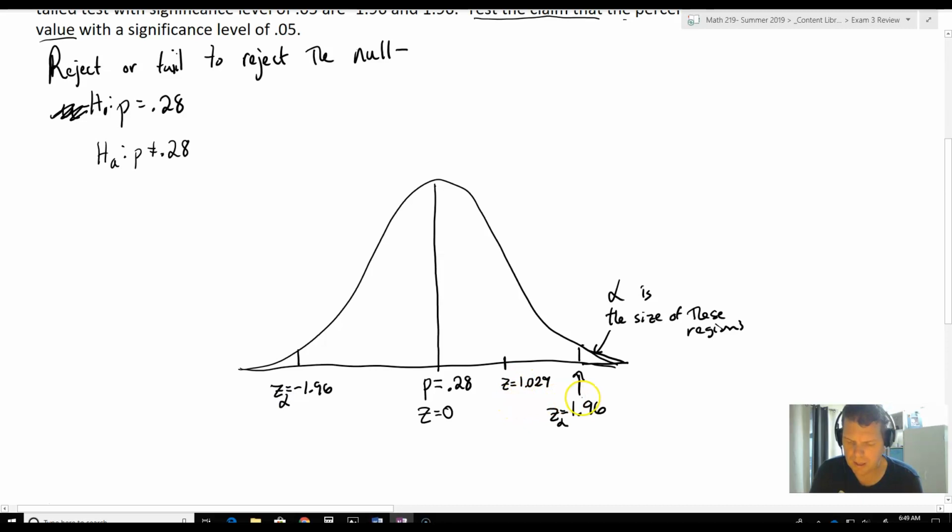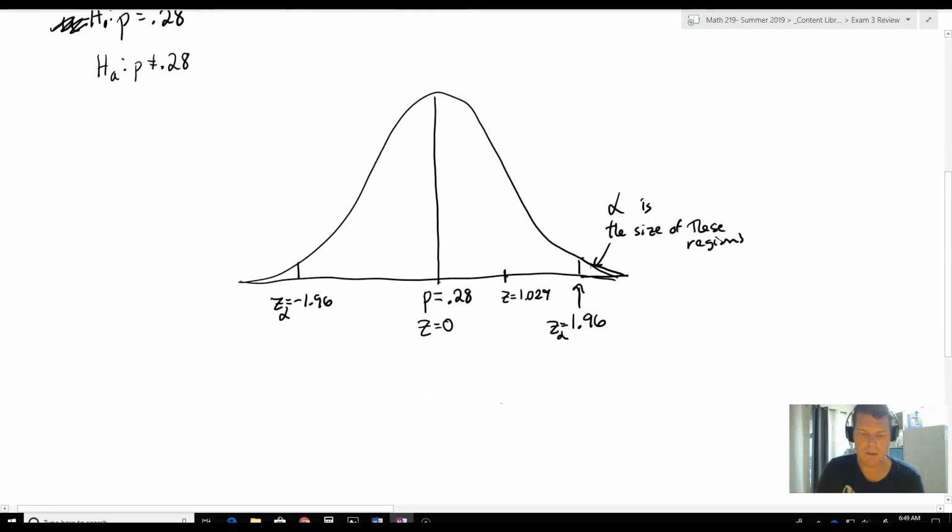Notice that z is between the mean and the critical value. It's not outside of the critical value. So z is between the mean and the critical value, and consequently, we're going to fail to reject the null hypothesis. That's it. Since z, in this case, is less than 1.96, we fail to reject the null hypothesis.